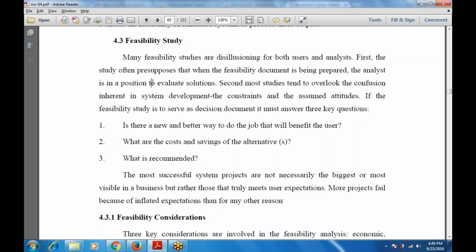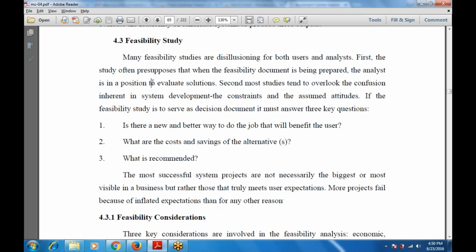Second, most studies tend to overlook the confusion inherent in system development. There is a constraint and an assumed attitude. And if the feasibility study is to serve as a decision document, it must answer three questions. Whenever any analyst uses a feasibility study, there are three questions. What are the three questions?